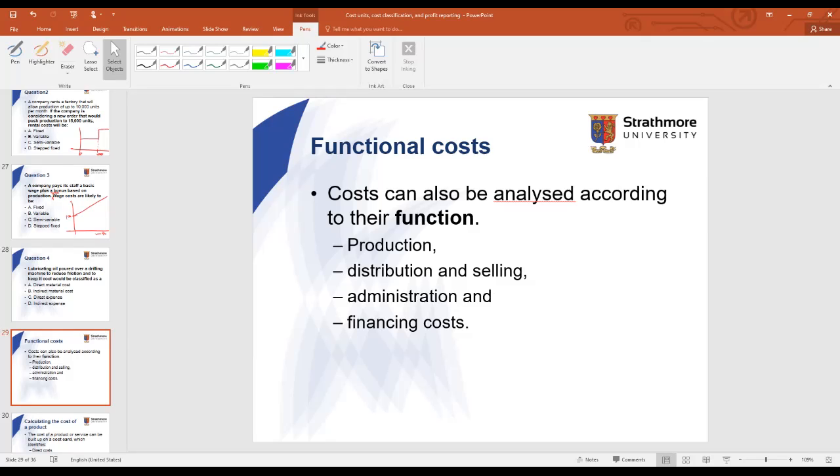Because we use classifying cost based on their function, we can have, for example, production cost, admin cost, financing cost, selling and distribution cost. So the classification here is purely based on the function, the purpose for which that cost was incurred.